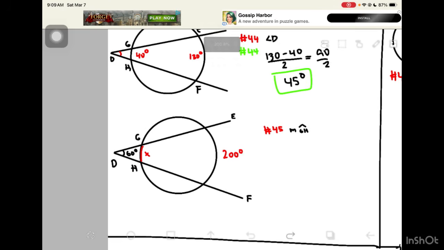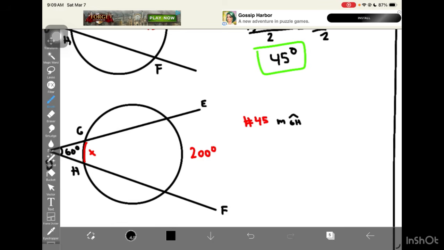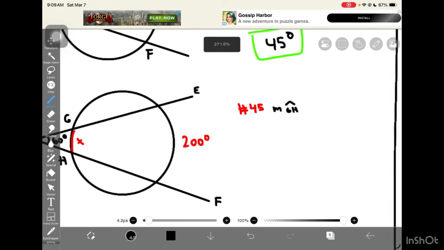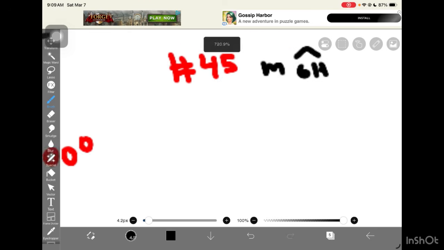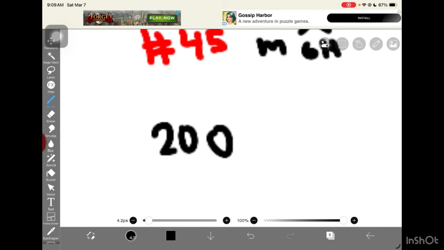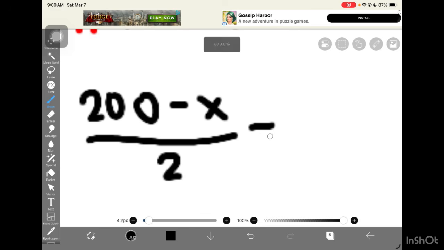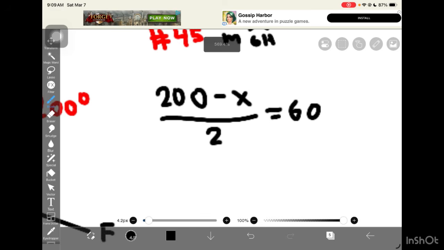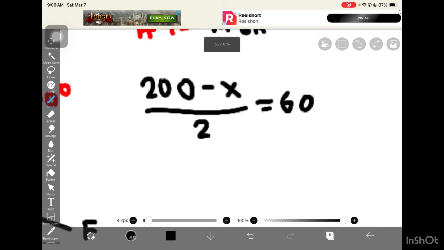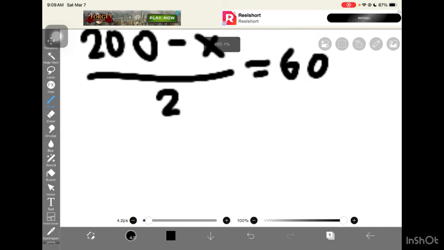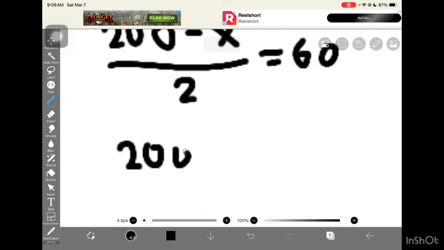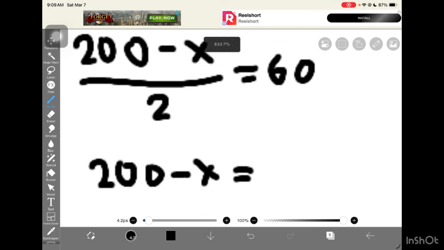Next, what if one of the arcs is missing? So let's try to solve that, shall we? We have 200, that's our far, minus x, our near, over 2 is equal to 60. Let's multiply both sides by 2 to cancel out the denominator. So it's 200 minus x is equal to 120.